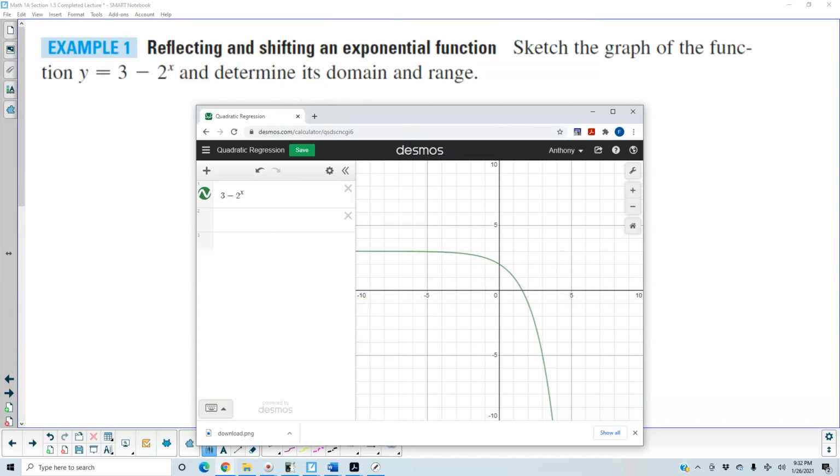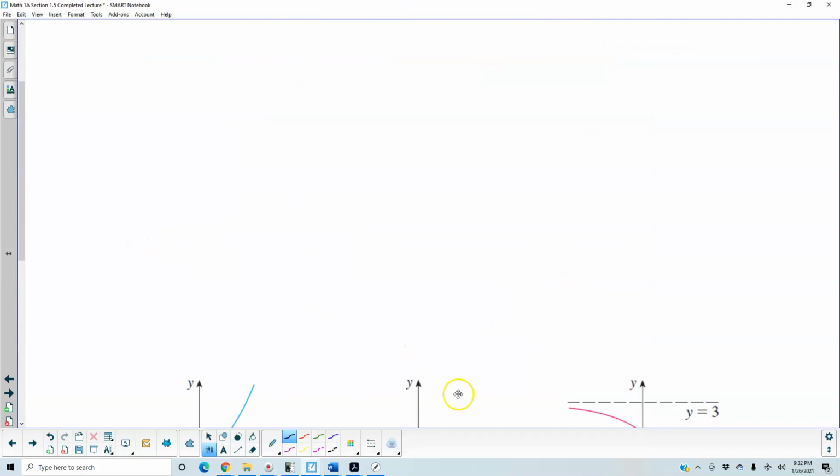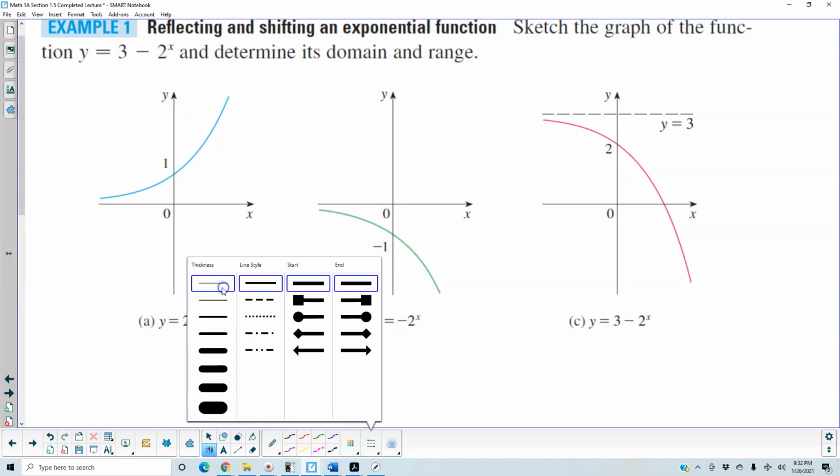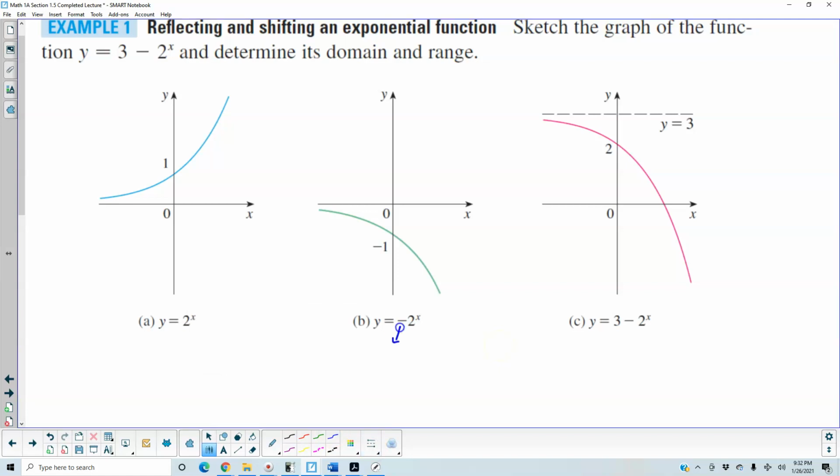So this is our graph. Now, let's just take a look at the graphs here. So this is what our steps were. First, we graphed y is equal to 2 to the x. And then we reflected it about the x-axis because of the minus. So remember here, I'm going to write this out. So the negative tells us to reflect about the x-axis.